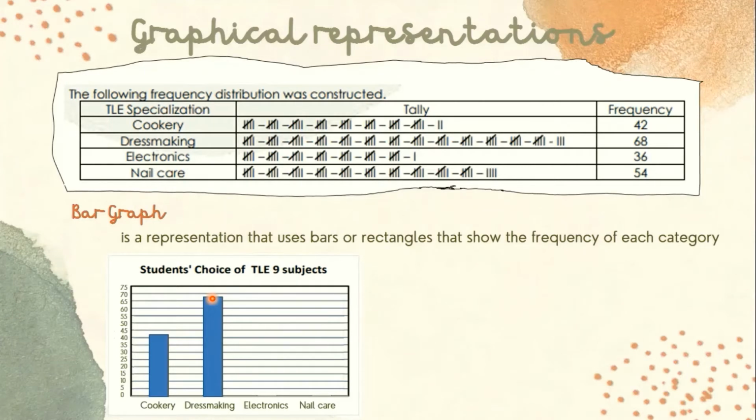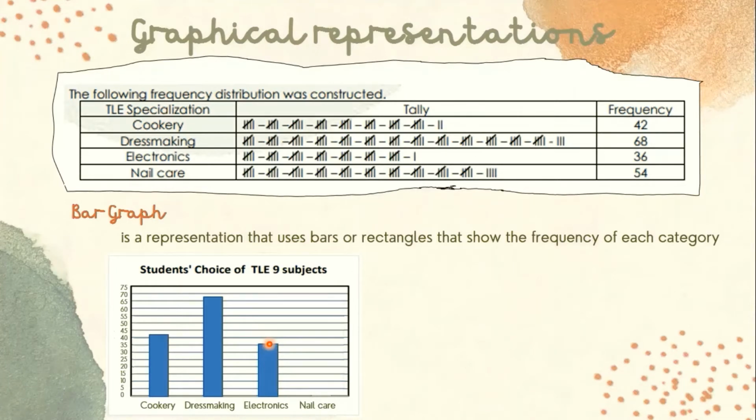Next, for electronics, we have frequency na 36. Starting from 0, syempre sa tapat ng electronics. From 0 up until 36. Ito yung 35 at ito naman yung 40. Pansinin natin na hindi siya lumagpas ng 40 at umangat lang siya ng kaunti sa 35. Dahil ang frequency na tinatag natin ay 36.